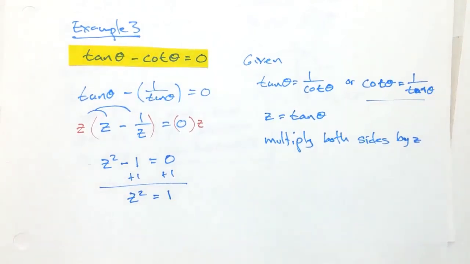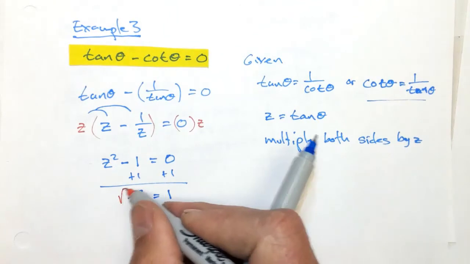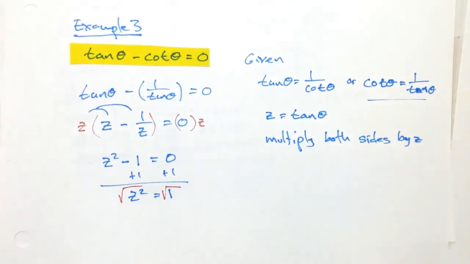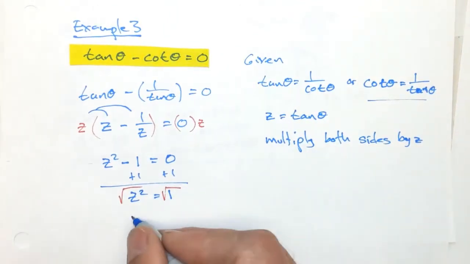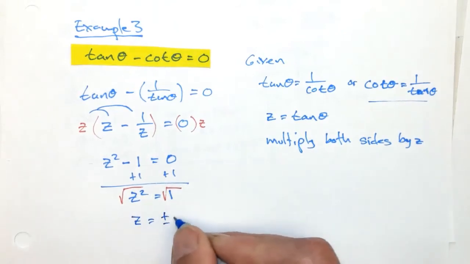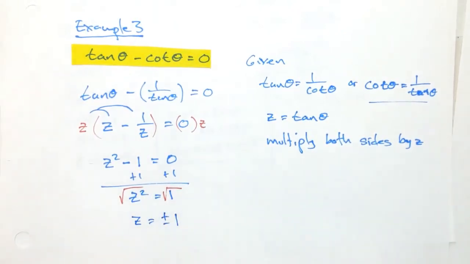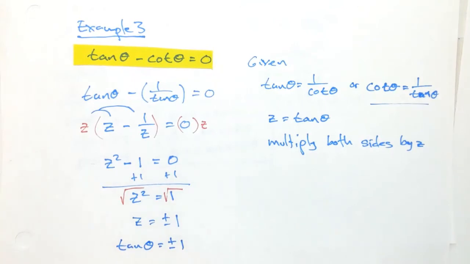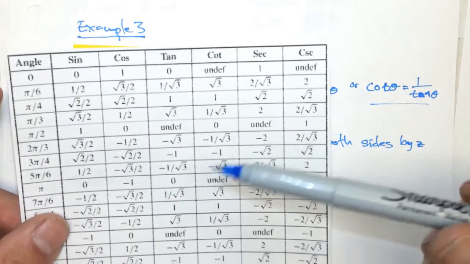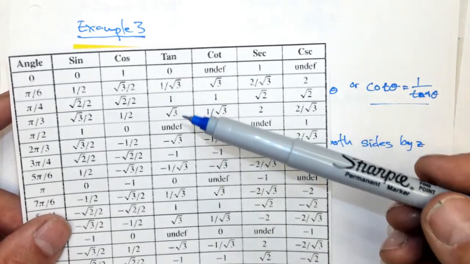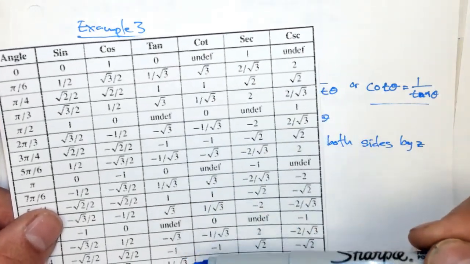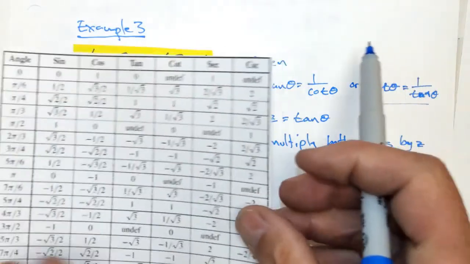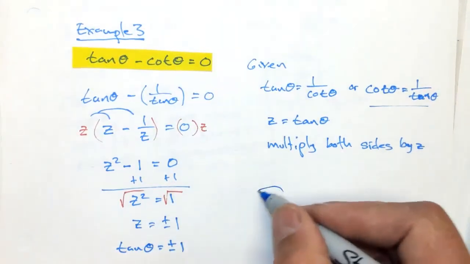Square root both sides. Square root of 1 is 1. So z equals plus or minus 1. Don't forget the negative. So what does that mean? That means the tangent of theta equals plus or minus 1. Now, before we switch to sines and cosines to figure out what that is, with the table here, I'm just going to do this. I see in the tangent there's 1, there's negative 1, there's 1, there's negative 1. Let me draw a unit circle and put all these values on there so I can organize this.